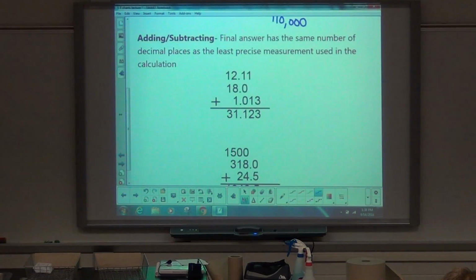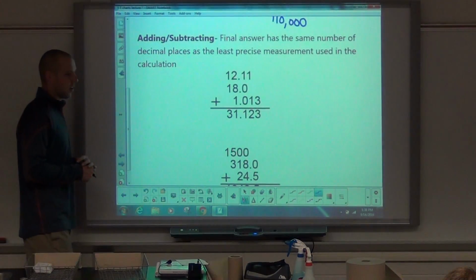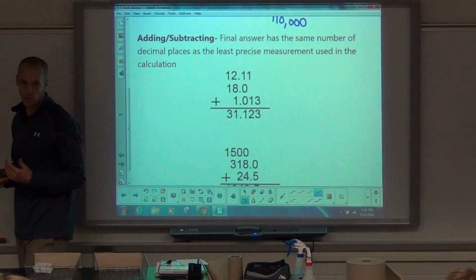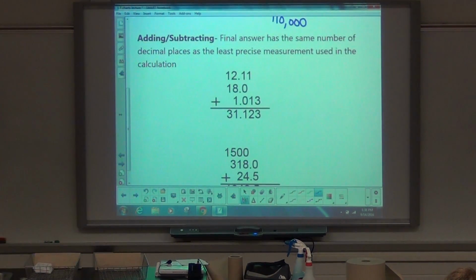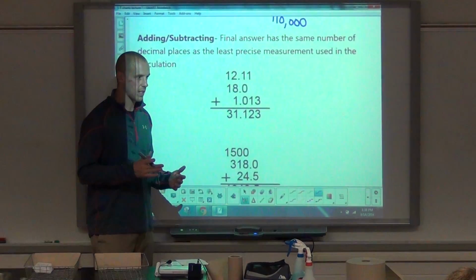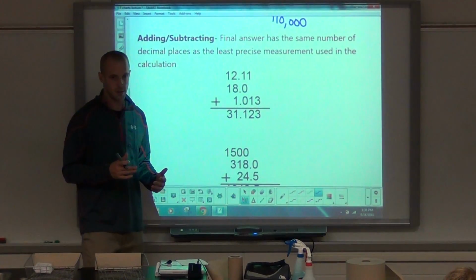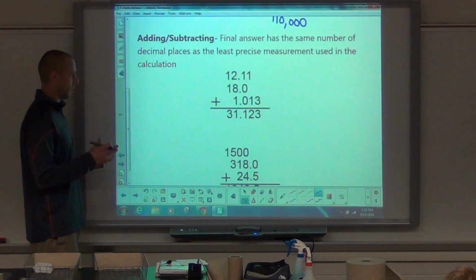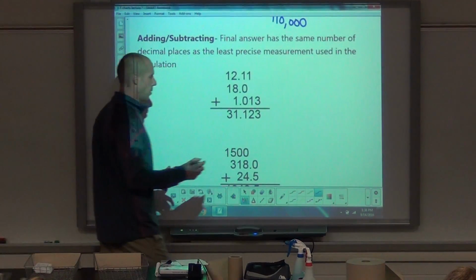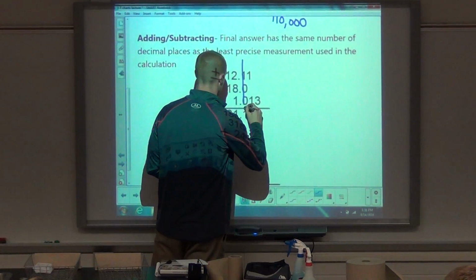Okay, so the first step that we need to do is figure out which one of these numbers was measured least precisely. And it's easy to figure that out, guys. It's the one with the least amount of decimal places. Okay? So, which number has the least amount of decimal places here? 18.0, exactly. 18.0. So we're rounding through to this place.